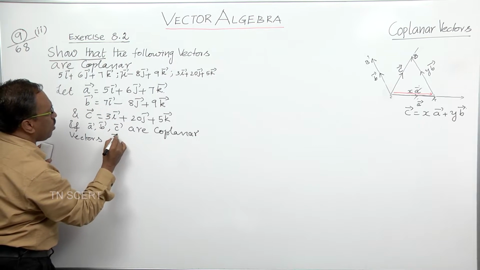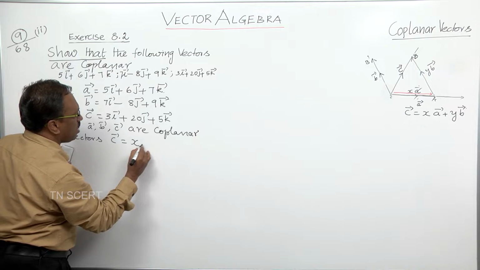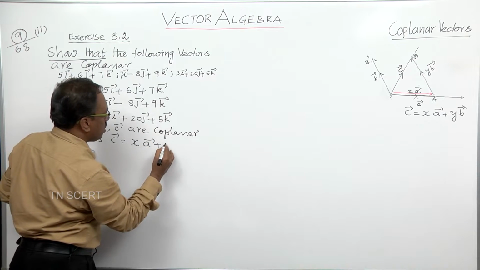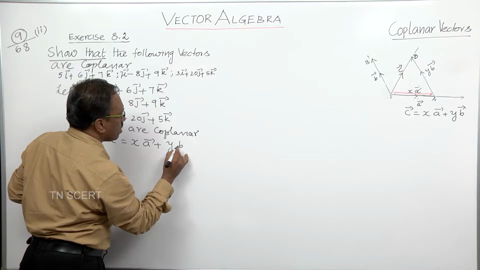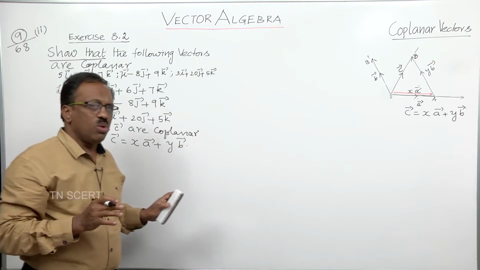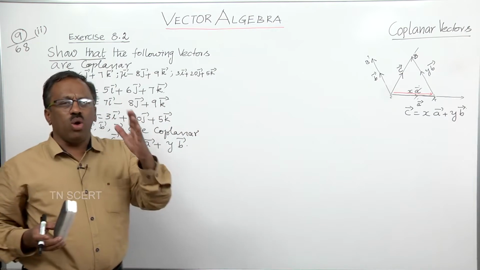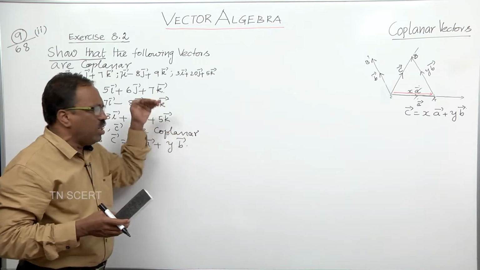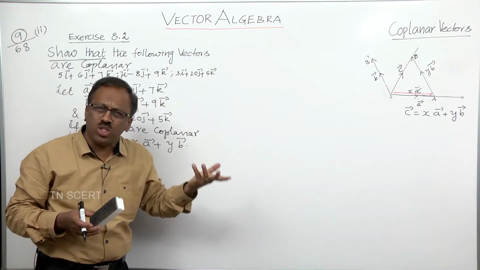We will take it as C vector is equal to X A vector plus Y B vector. This is the representation which we like to take. Now, we wish to know what is the value of X and Y. We want to know whether all the 3 are correct or not, that we have to check.